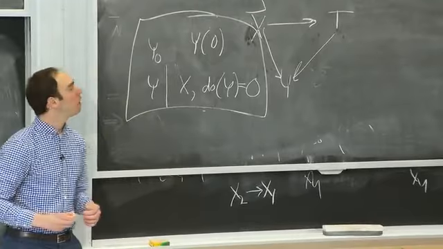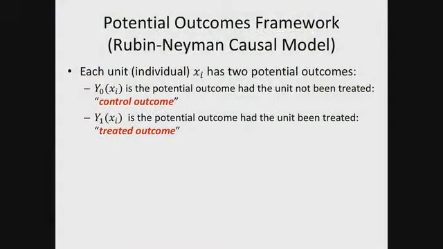Okay? So y0 corresponds to what would have happened to this individual if you gave them treatment 0. And y1 is the potential outcome of what would have happened to this individual had you given them treatment 1. Right, so you can think about y1 as being giving the blue pill and y0 as being given the red pill.